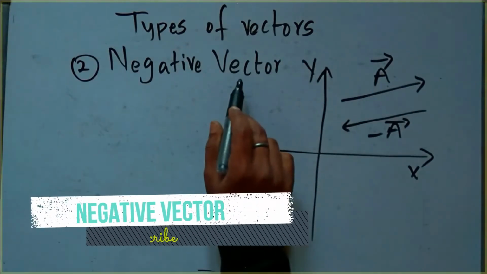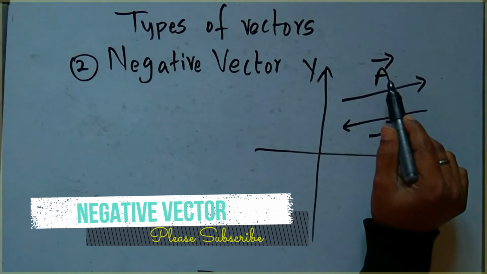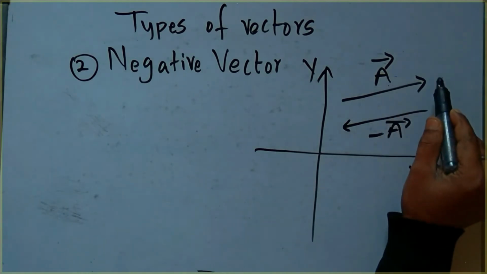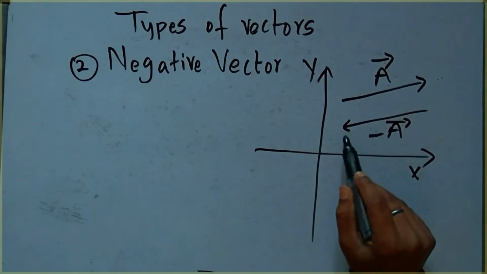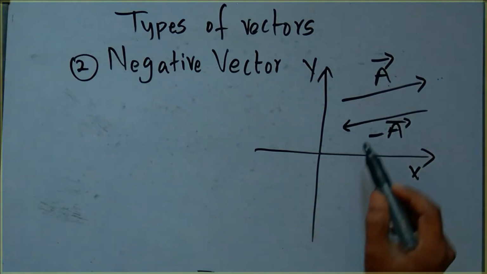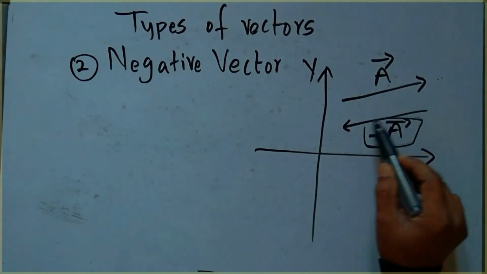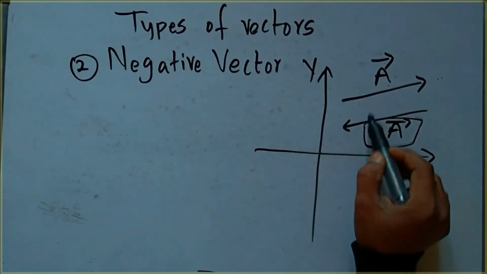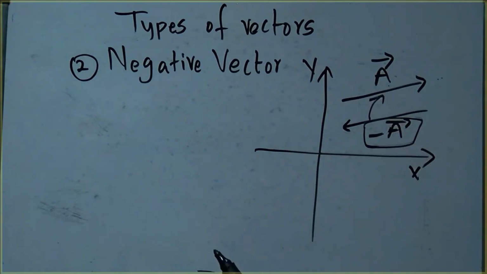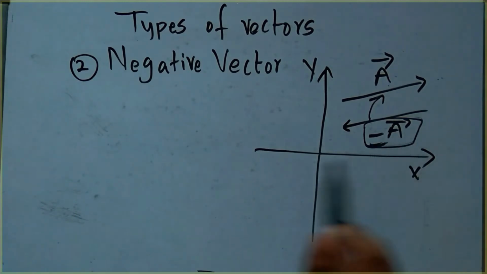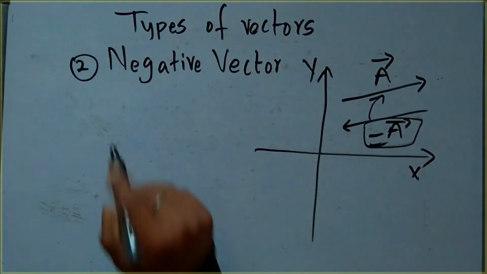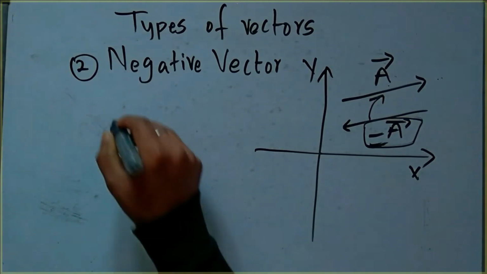What is a negative vector here? Let us consider vector A points towards this direction and vector minus A points towards this opposite direction, where minus A is the negative vector of vector A. Now in order to be this negative vector, two conditions must be satisfied here. What are the two conditions here?